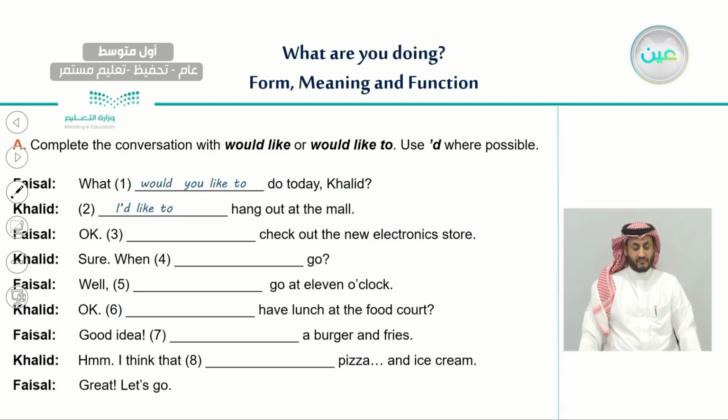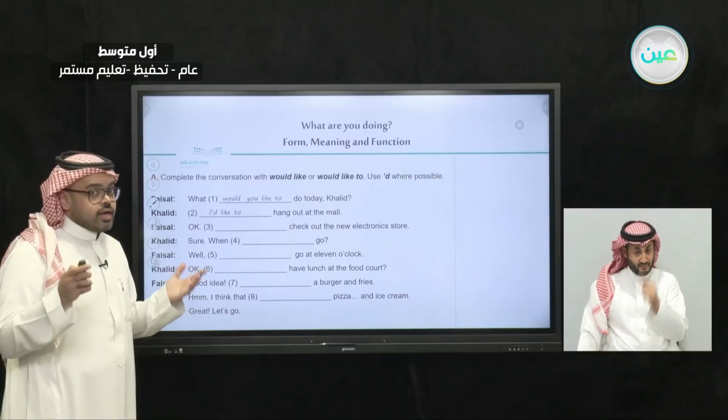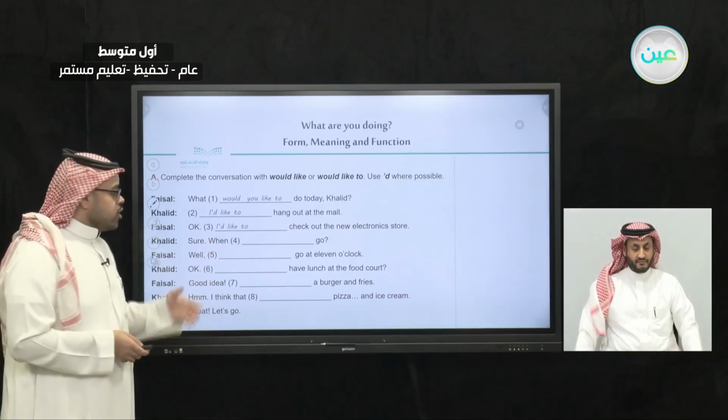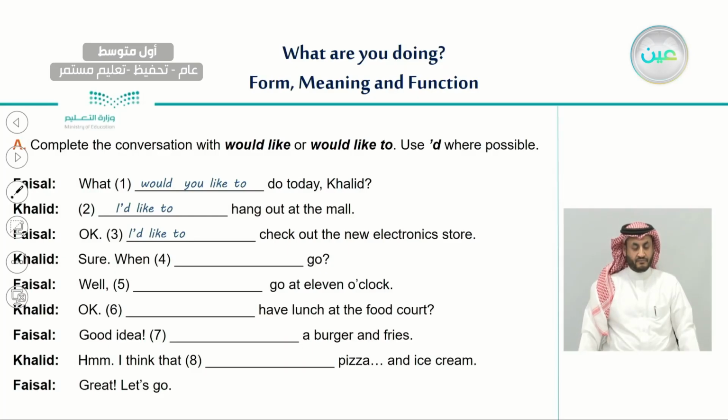Faisal said, okay, blank, check out the new electronic stores. Check out the new electronic store. And check out here is a verb and not a noun. So since it's a verb, we use would like to. So, okay, I would like to check out the new electronic store. Khalid says, sure. When, blank, go. And here go is a verb. And since it's a verb, we would use would like to. So, sure, when would you like to go?